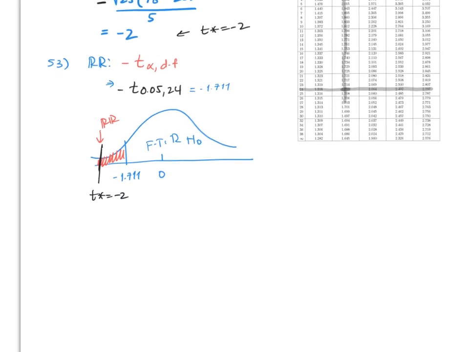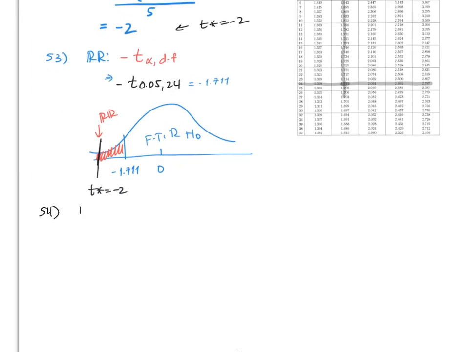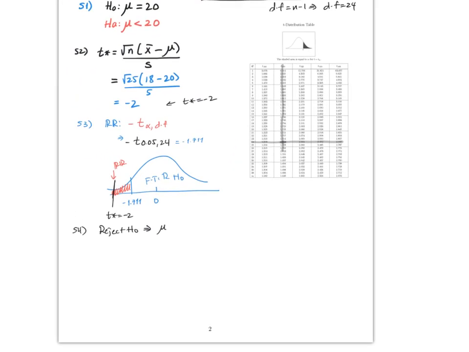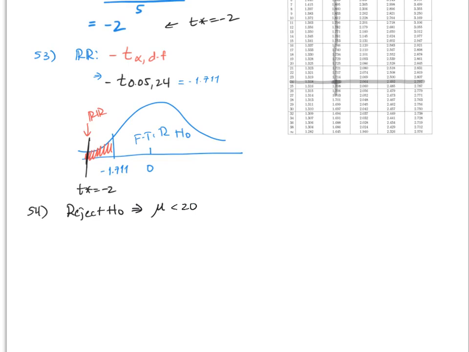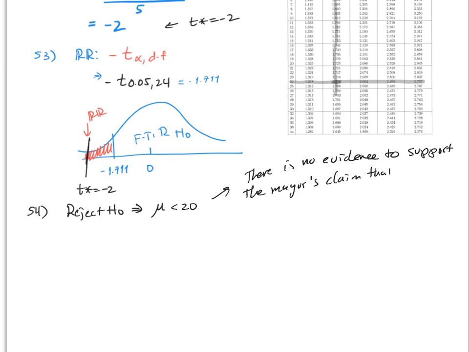So therefore the conclusion is to reject H0, which means that mu has to be less than 20, which means that there is no evidence to support the mayor's claim that the average salary is $20 an hour, or at least $20 an hour. That's it.